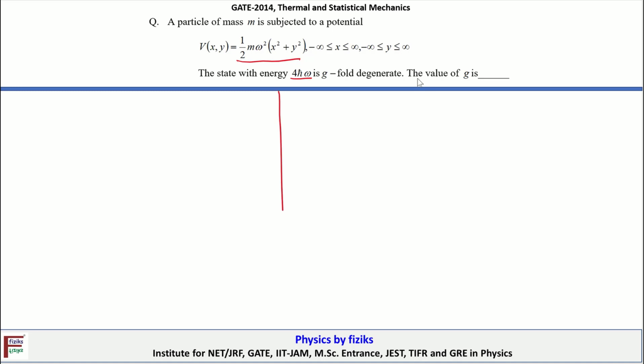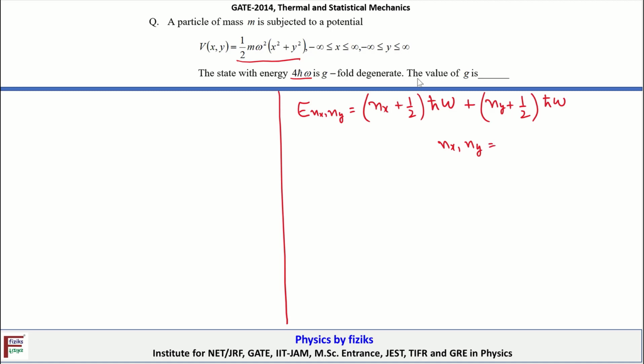So first let's write the expression for the energy eigenvalue for this two-dimensional harmonic oscillator. The corresponding energy eigenvalues, that is E(Nx, Ny), equal Nx plus half h cut omega plus Ny plus half h cut omega. Here we have assumed that the motion along x and y direction is independent from each other, so that Nx and Ny can have values 0, 1, 2, 3 and so on.